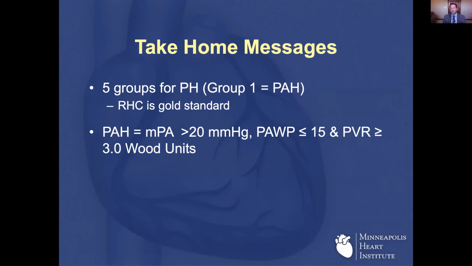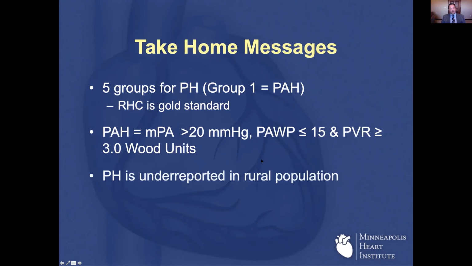Group 1 is PAH, which is the group that we have medications for. Right heart cath is the gold standard for diagnosing. It can be very helpful to figure out which medication is going to be most effective and appropriate. Pulmonary arterial hypertension, new definition, is a mean PA pressure greater than 20 millimeters of mercury with a wedge of less than or equal to 15 and a PVR greater than or equal to 3 Wood units.